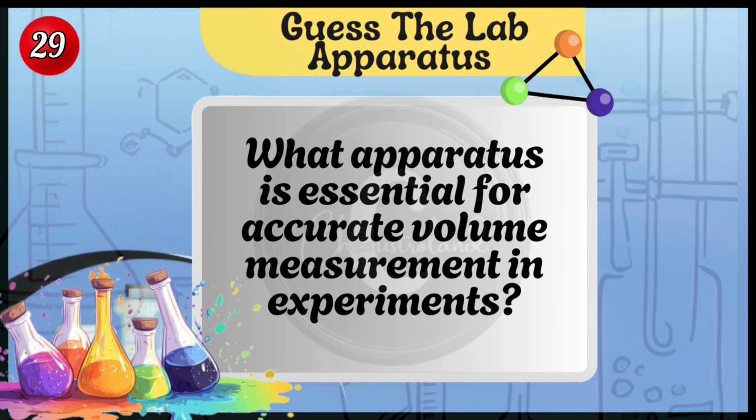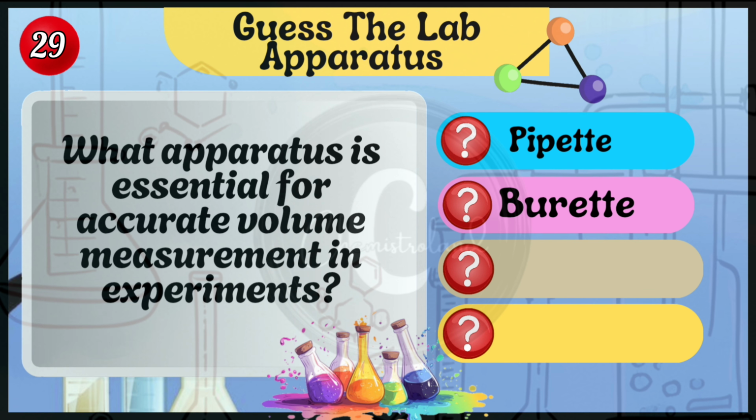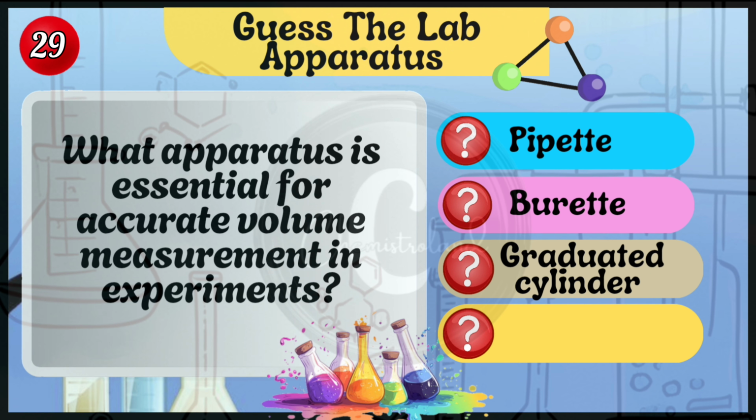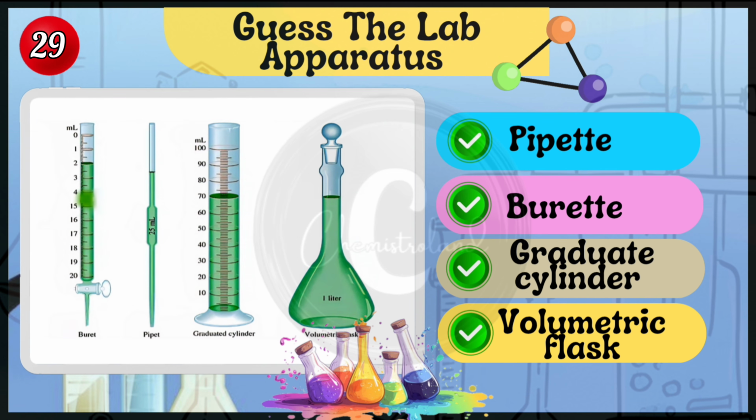What apparatus is essential for accurate volume measurement in experiments? Possibilities are pipette, burette, graduated cylinder, and volumetric flask. Pipette, burette, graduated cylinder, and volumetric flask, all apparatus can be used for accurate volume measurements.